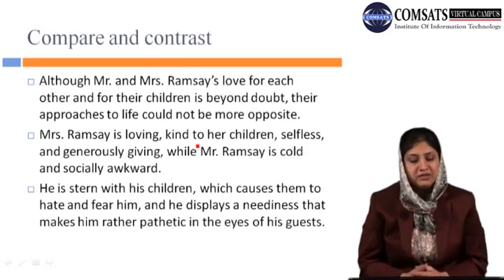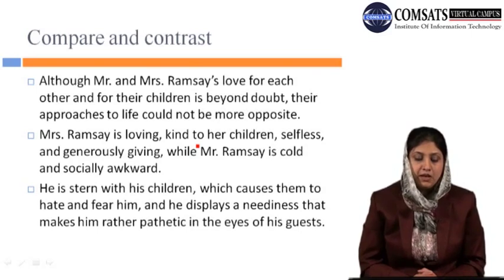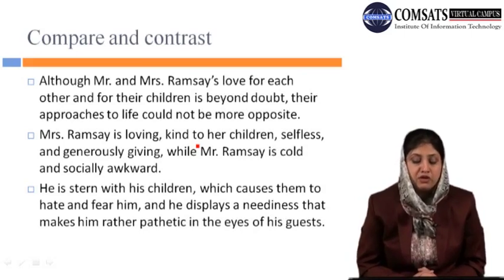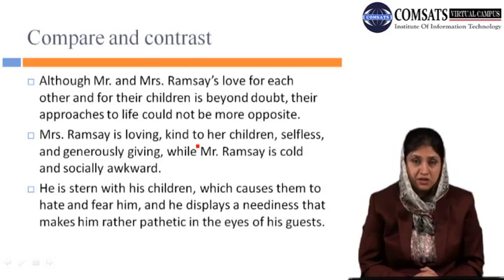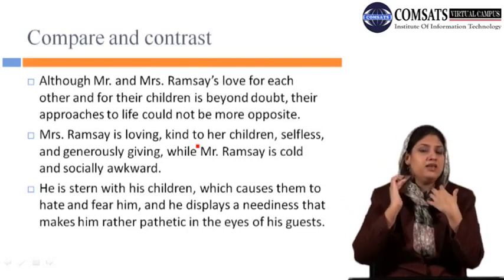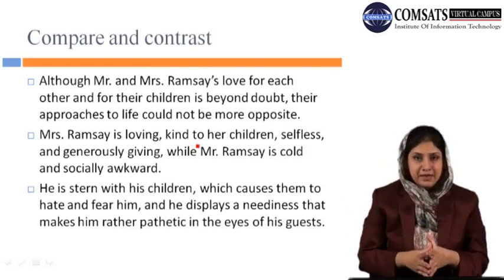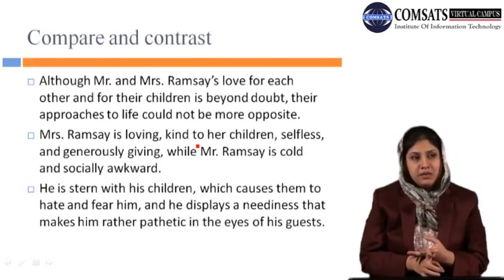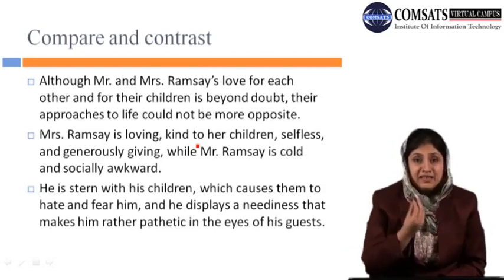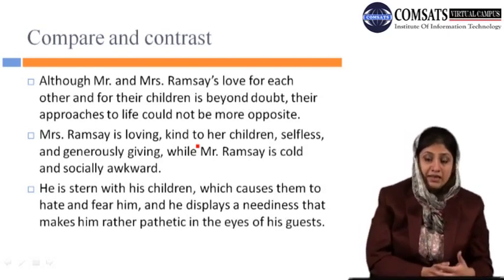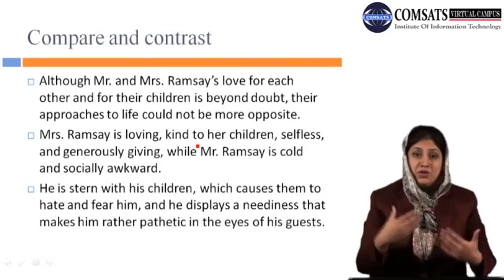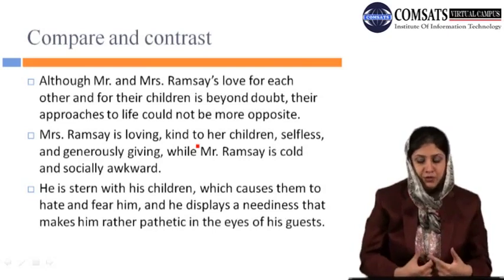You will see that although Mr. and Mrs. Ramsay's love for each other and for their children is beyond doubt, like all parents, their approaches to life could not be more opposite. They are totally opposite in their approach towards life. And you see that the point being made here is their approach towards life, and this point can be catered by looking at different aspects, and their love for their children is one aspect of this point. So if you want to add more ideas into substantiating this point that they have different approaches towards life, you are basically adding weightage into your point of view.